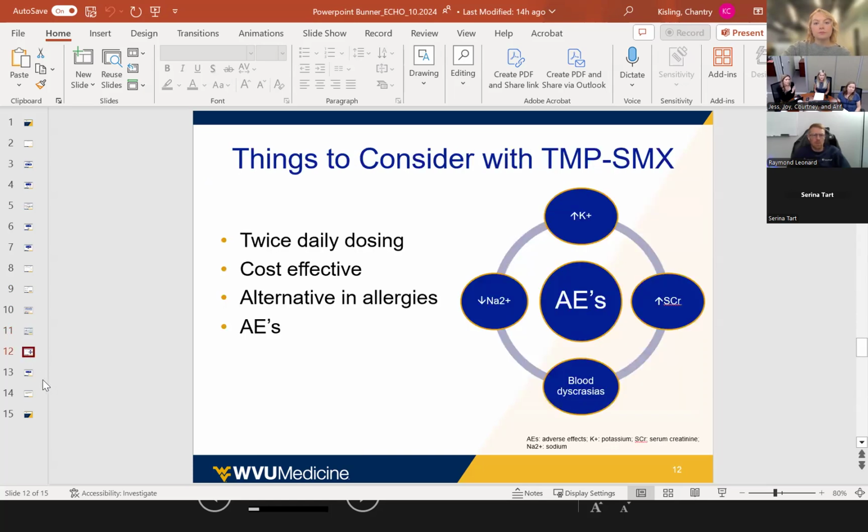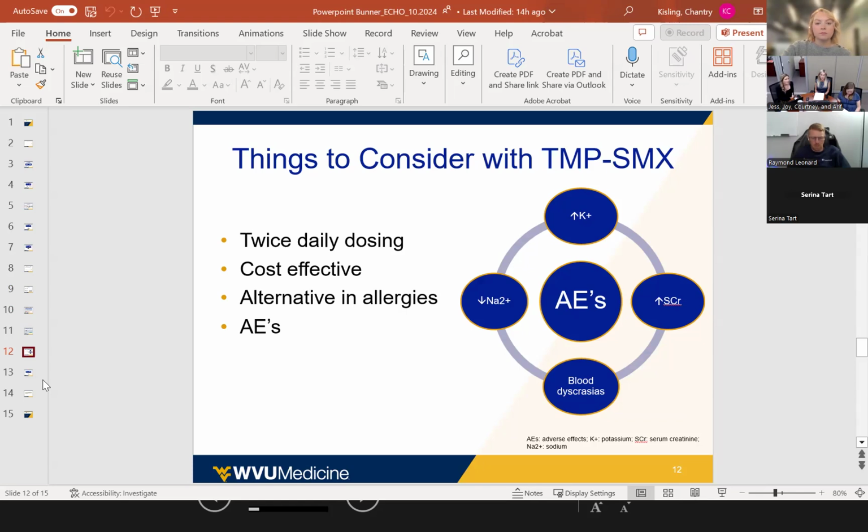Some things to consider with Bactrim. Advantages, I think, are that it's oral and we can do it twice daily, versus if we were to use clindamycin or some beta-lactam agents, we would be dosing it 3 to 4 times daily, which can be difficult sometimes, especially when we're putting patients on longer durations of therapy. It's pretty cheap most of the time, and it could be a good alternative in patients that have beta-lactam allergies.